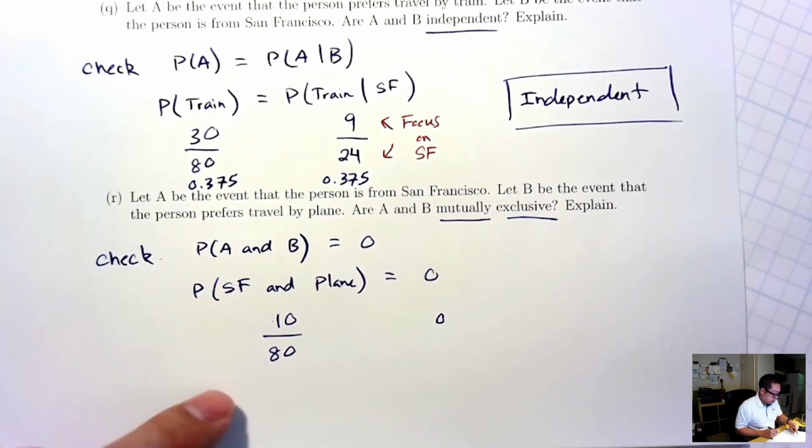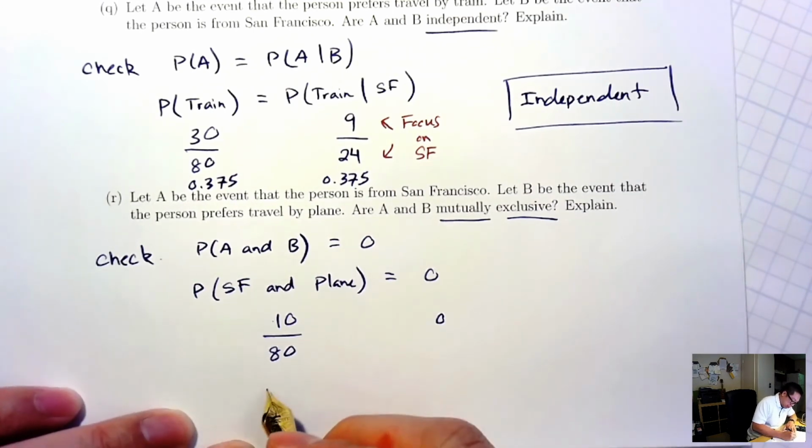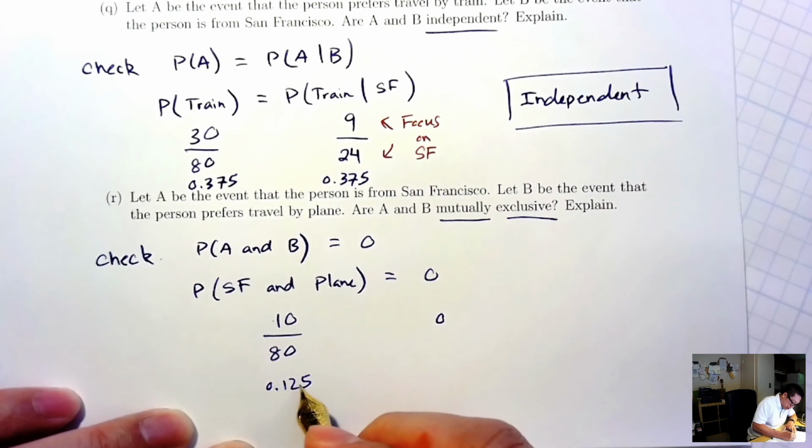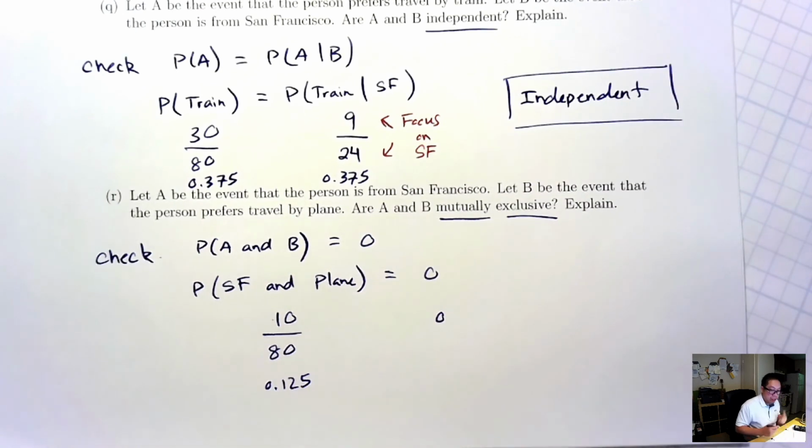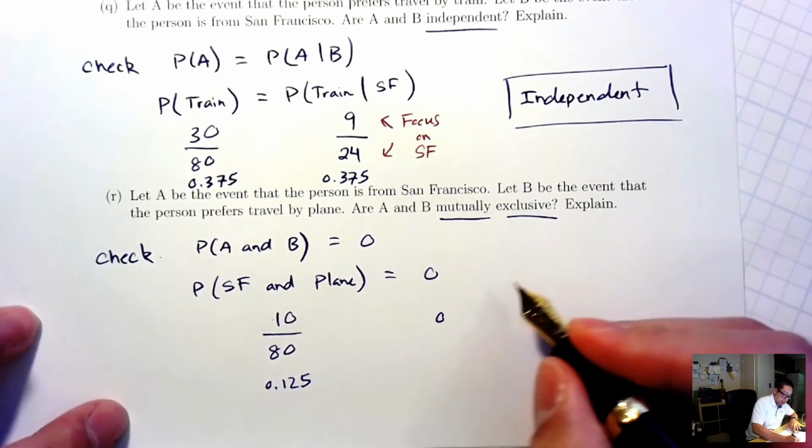All right, 10 out of 80 is definitely not 0. You don't really need to check this one. Okay. Left side is 0.125, right side 0. They're not equal, which means it's not mutually exclusive.